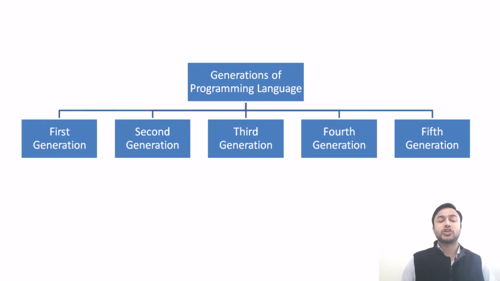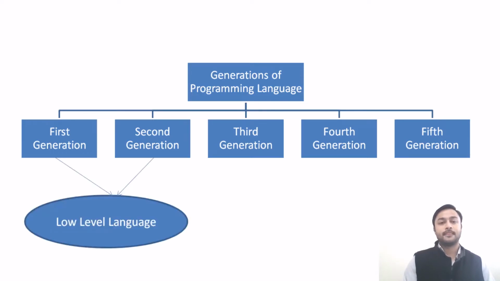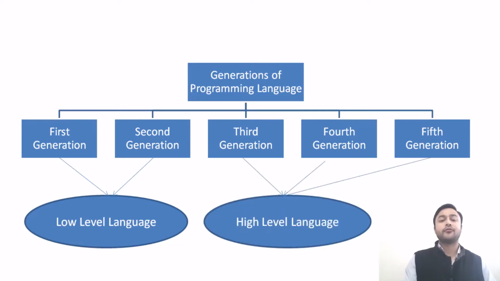Now, what are the different generations of the programming language? You can see that these are the different generations: the first generation, second generation, third generation, fourth generation, and fifth generation. The first two generations, that is first and second generation, are considered low level language, and the third, fourth, and fifth generation are called high level language. So we will now discuss each generation one by one.